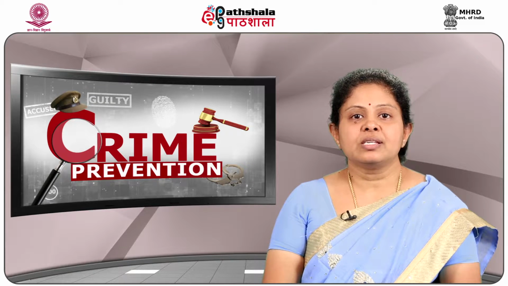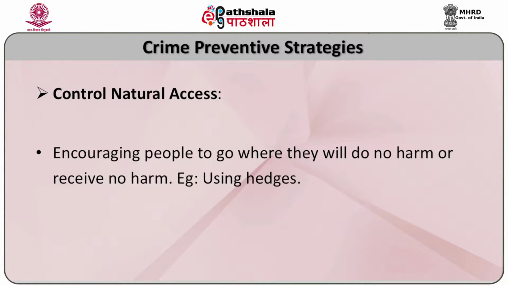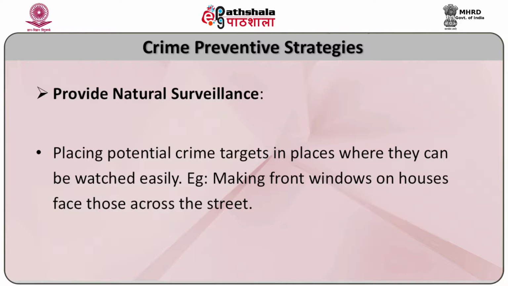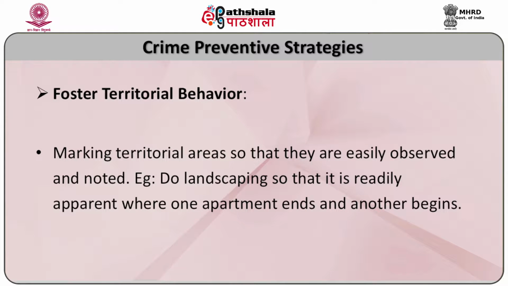Control natural access, encouraging people to go where they will do no harm or receive no harm, like using hedges, shrubs, gates and fences to direct people to the entrance and exit of buildings. Provide natural surveillance, placing potential crime targets in places where they can be watched easily, such as making front windows on houses face those across the street. Foster territorial behavior, marking territorial areas so that they are easily observed and noted. For example, do landscaping so that it is readily apparent where one apartment ends and another apartment begins.